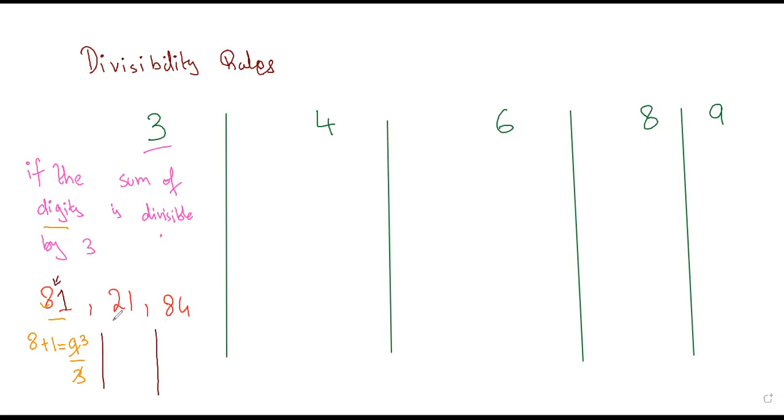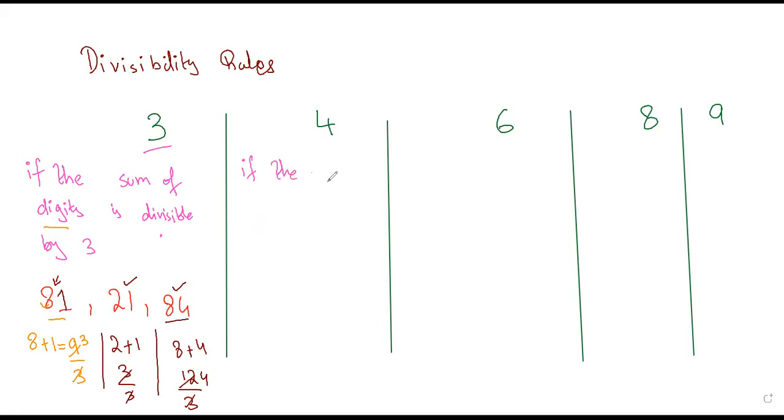Yes, ma'am. Okay, if we have 21, how do we do it? 2 plus 1, we get 3. We know that 3 is obviously divisible by 3. And if we talk about 84, we do 8 plus 4. What do we get? We get 12. 12 divided by 3, yes, it certainly is divisible. So 81, 21, 84. These three numbers are divisible by 3 because when we add their digits, we get a number which is divisible by 3. So is this thing clear? Certainly. Yes, ma'am.